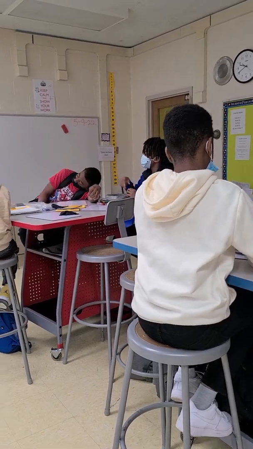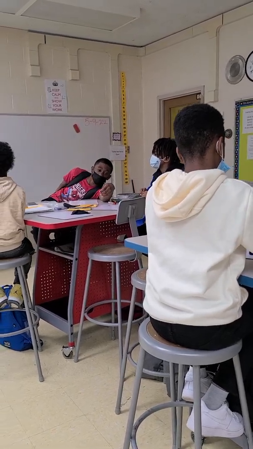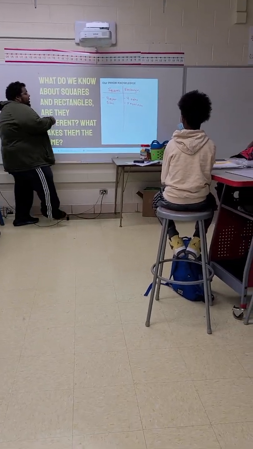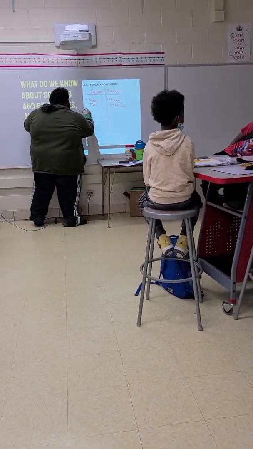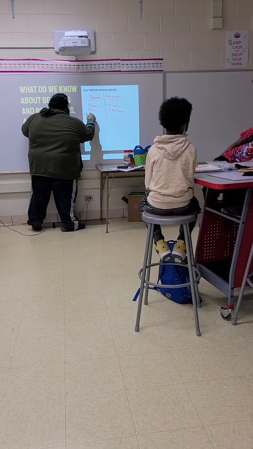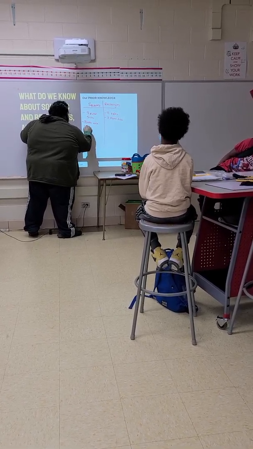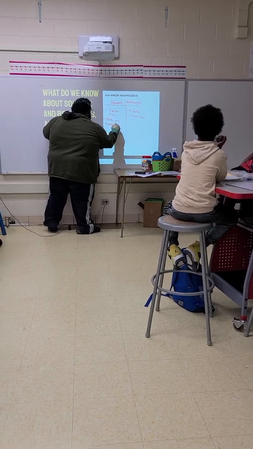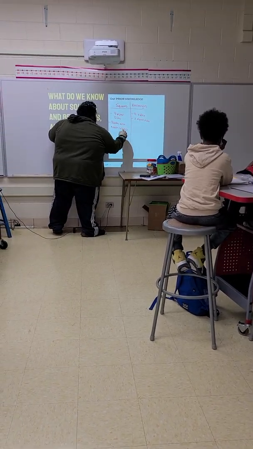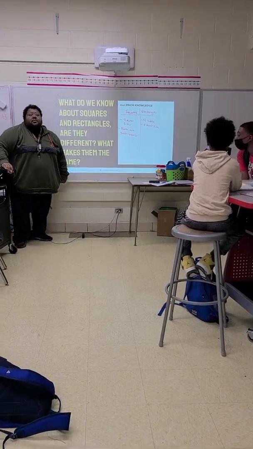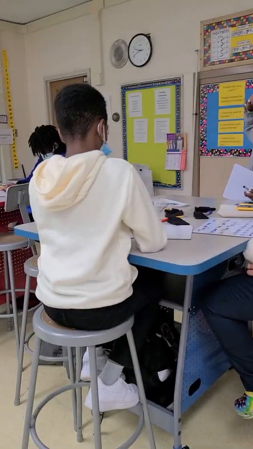Same or different? Okay, the same about the way both are closed. They're both quadrilaterals. Okay, good. How do we know that? Because they both are closed. Both are quadrilaterals. Okay. Good. What else? Group 5.